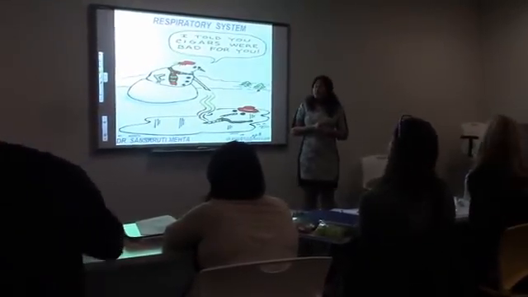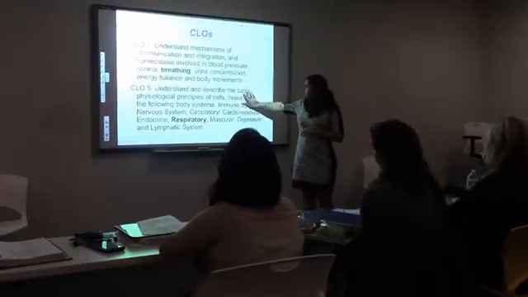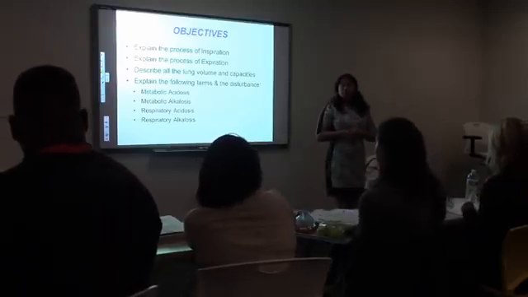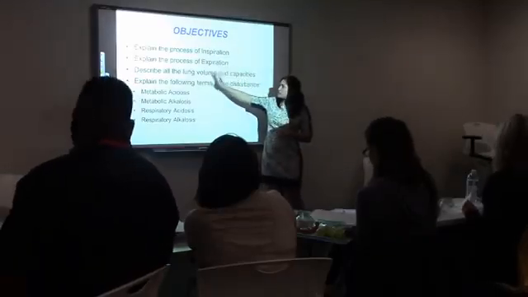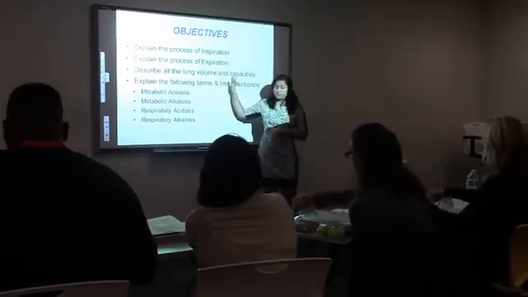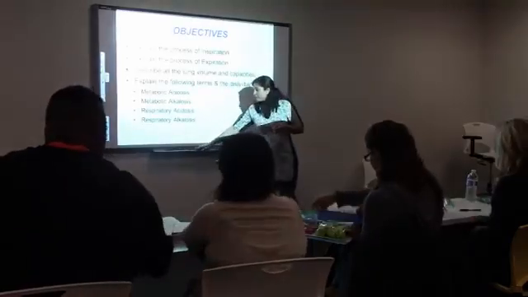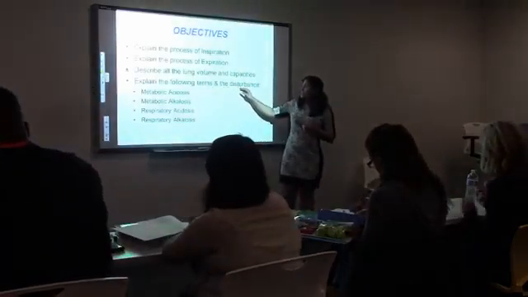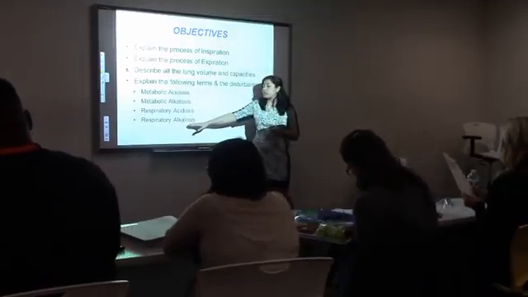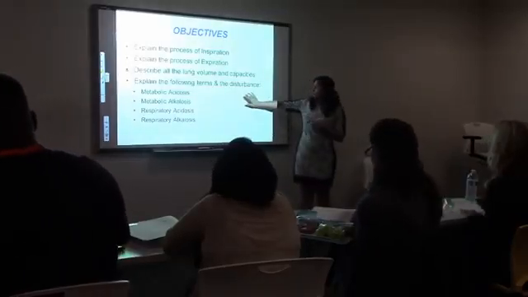So, today we're going to talk about the respiratory system. The CLOs. The objective: explain the process of inspiration, explain the process of expiration, describe all the lung volumes and lung capacities. Make sure this is very important, okay? Not saying that other stuff is not important, but this is important. Explain the following terms and disturbances: metabolic acidosis, metabolic alkalosis, respiratory acidosis, respiratory alkalosis. Okay, so these are the main themes that we're talking about today.